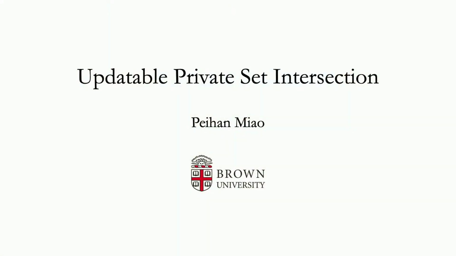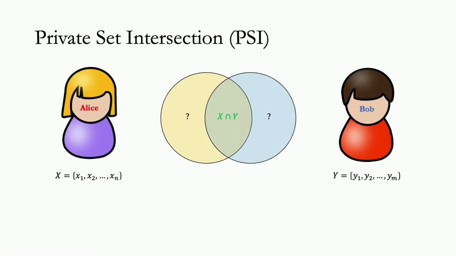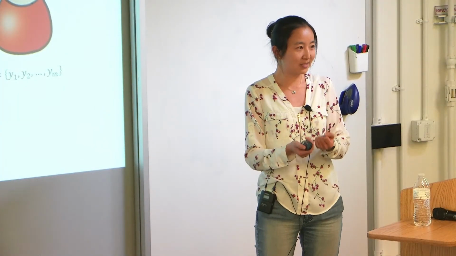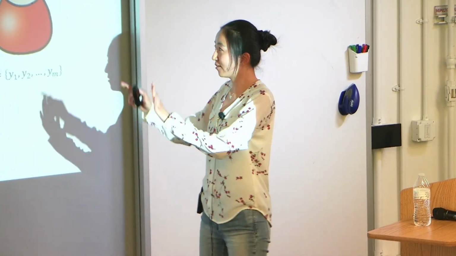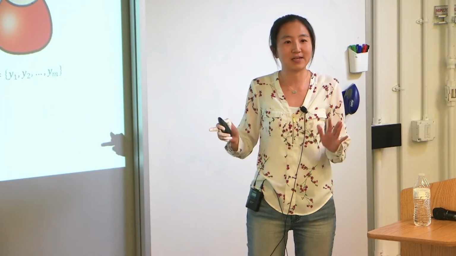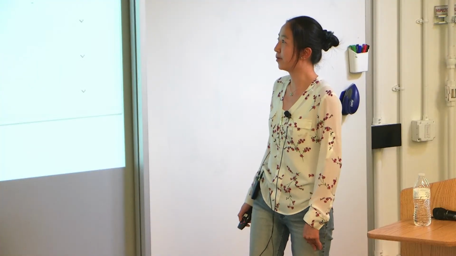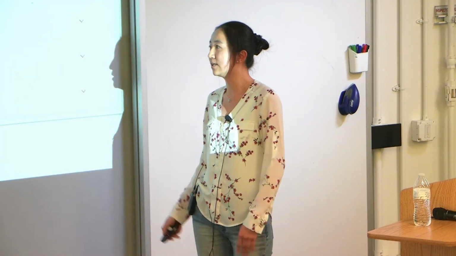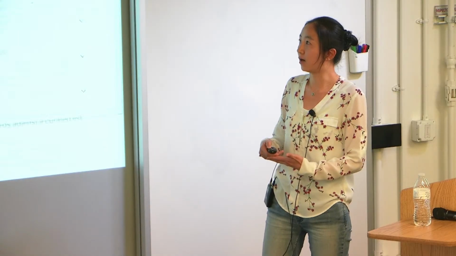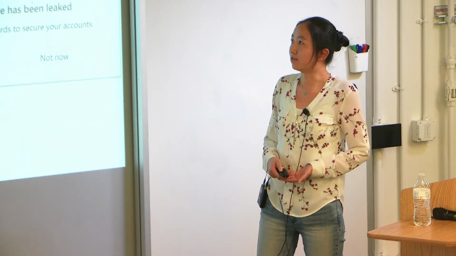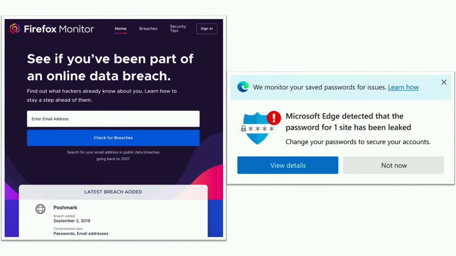updatable private set intersection. So I suppose by now you're familiar with this notion of PSI, where we have two parties, Alice and Bob, each with a private set of elements, and they want to jointly learn the intersection and nothing more. Although the functionality is very simple, it has found a lot of applications actually deployed in practice. For example, password breach detection deployed by Google Chrome, also iOS keychain, Firefox, Microsoft Edge, and so on.